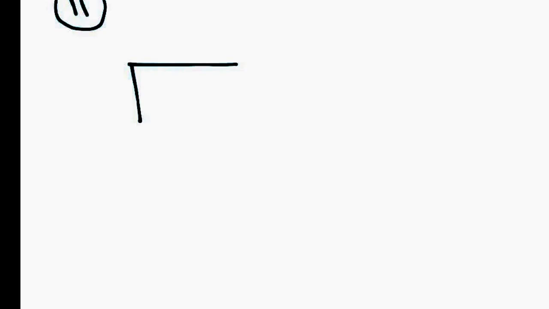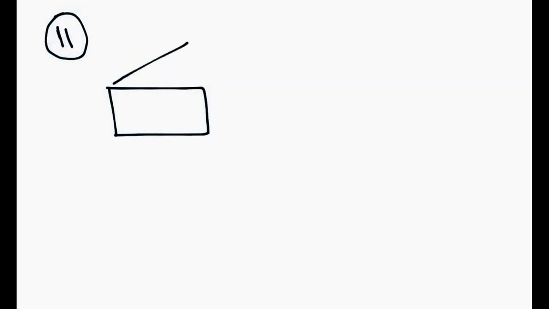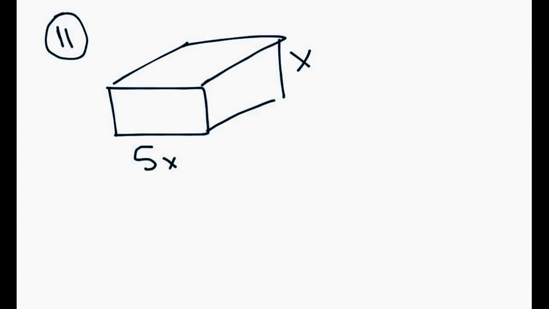In problem number 11, it says the length of a box, here's my box, is 5 times the height. So we'll call the height x, and the length is going to be 5x. And then it says the sum of the length, the width, and the height is 18 centimeters. We want to find the dimensions of the box that will maximize its volume.